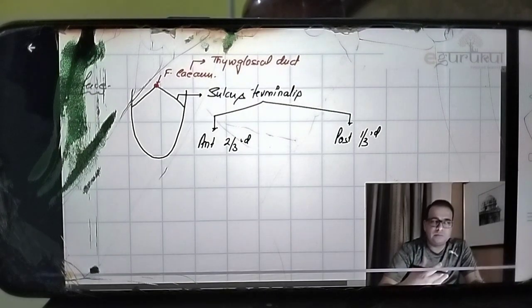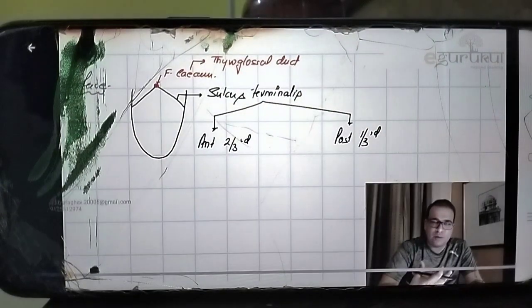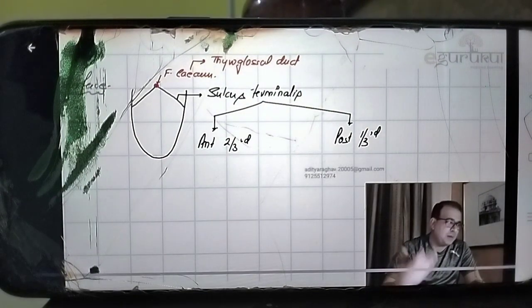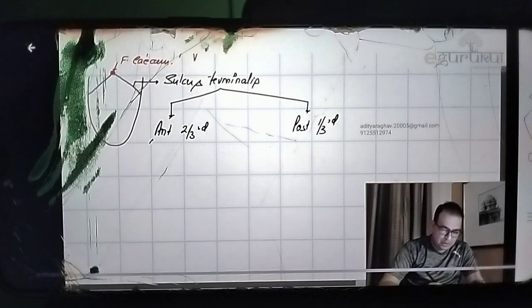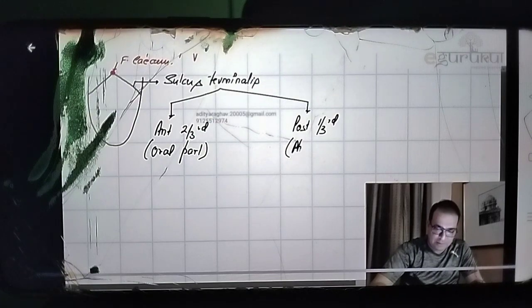Anterior 2/3 is called the oral part of the tongue. It's a more anterior place. It's the oral part. And the posterior part, posterior 1/3, that is called the pharyngeal part. It is facing the pharynx, so we call it the pharyngeal part. Okay. So this anterior 2/3 is what we call the oral part, and the posterior 1/3 is the pharyngeal part.